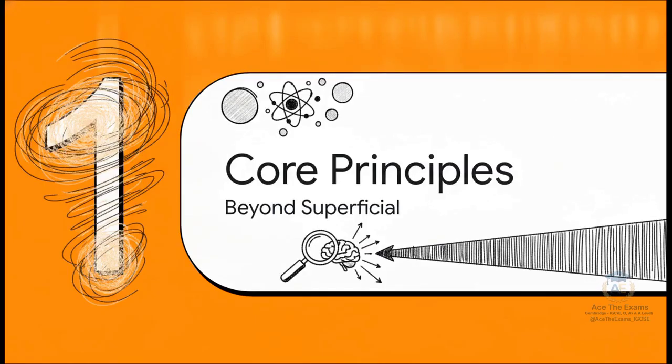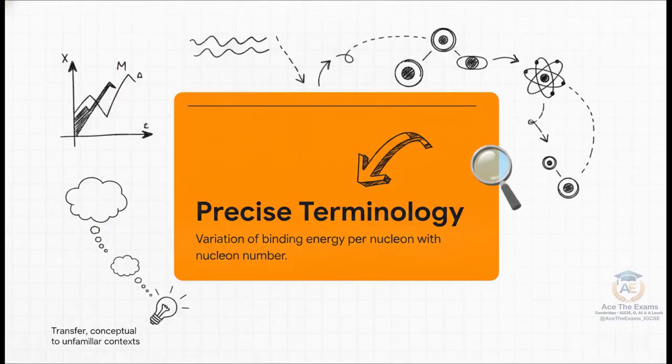Section 1, the core physics principles beyond superficial breadth. When you're dealing with syllabus 9702, you really have to understand that examiners aggressively prioritize analytical depth over just knowing a little bit about a lot of things. They absolutely do not want a brain dump. They want a laser-focused, deeply analytical response.